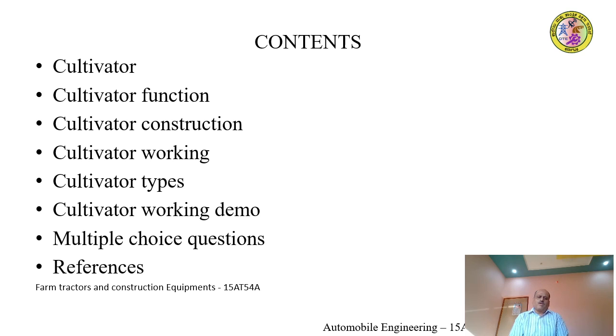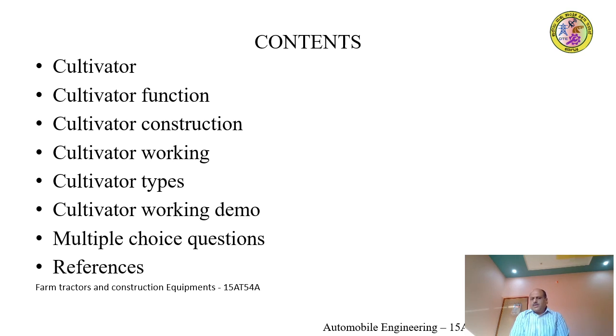After taking the crop, we have to separate the grains from the husk or straw. For that purpose we are using the threshers. It separates the grain from the straw and husk. The last one is the sprayer, to protect the plants from insects and pests.